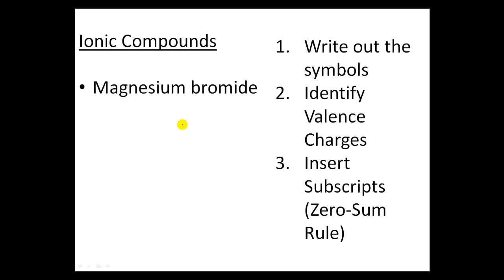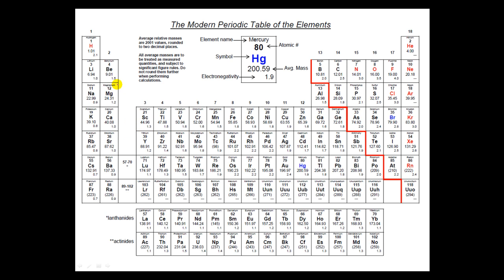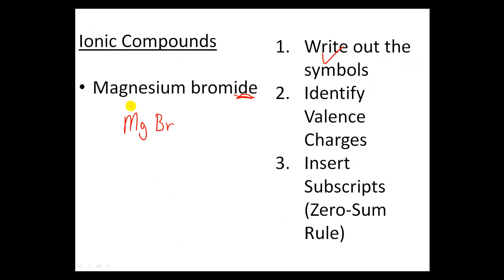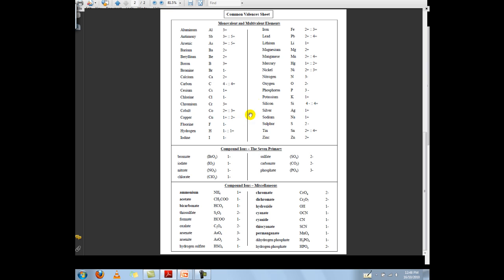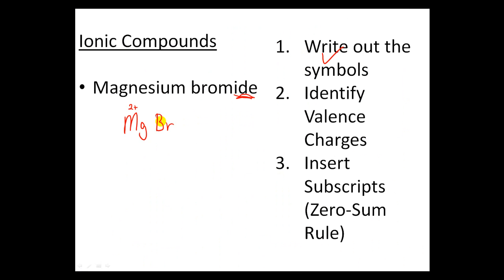So let's try our next example, magnesium bromide. First step, write out the symbols. Symbol for magnesium, Mg. Bromide used to be called bromine, so the symbol for bromine, Br. Next step, identify the valence charges. Magnesium is located here in group 2A, so therefore its charge is 2 positive. So I'll write down 2 positive over here. Of course, if you're not sure, you can always double check. Magnesium, Mg, 2 plus. There we go.